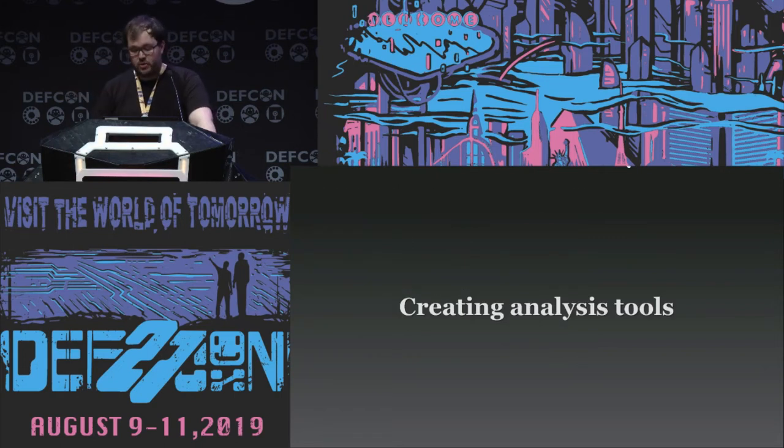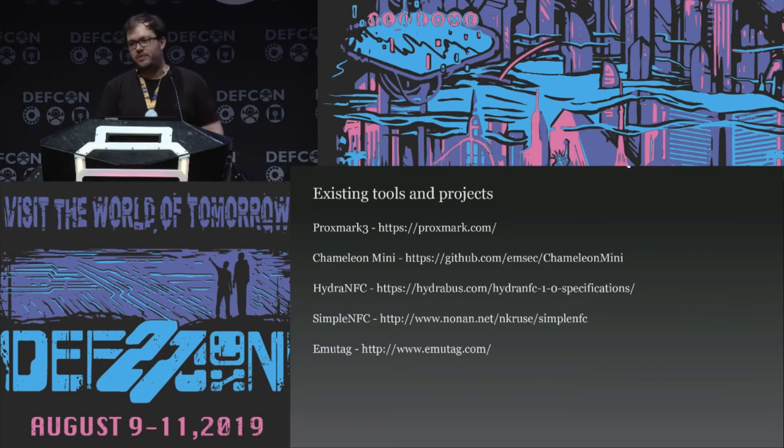So we're going to talk about creating the analysis tools that I worked with for this project. So obviously, there's a few we know about. There's the Proxmark 3 and the Chameleon Mini, which are probably the most well-known of these NFC attack tools that people see. There's Hydra NFC, which is something more of a hobbyist product, but is very, very useful and uses some of the similar technologies we're using today. Simple NFC, which has some similar hardware to what I'm working with and is a very interesting project in and of itself. And EmuTag, which also has some benefits to it.